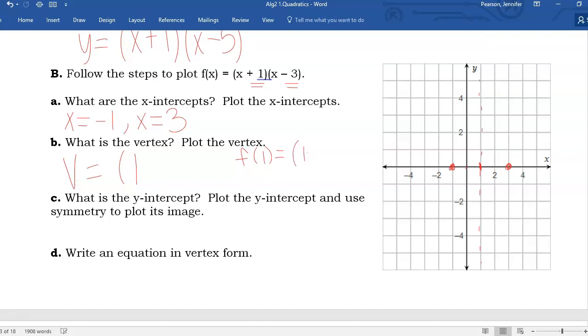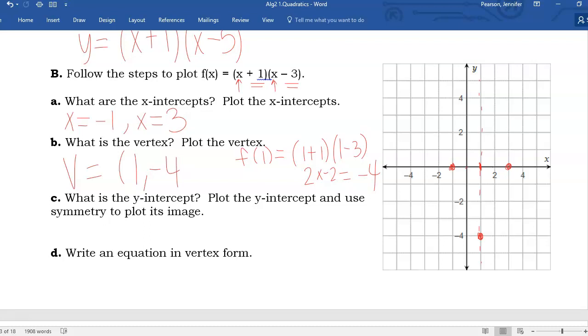Okay, that's going to be 1 + 1 and 1 - 3. I'm just replacing both x's in my equation with the 1. 1 + 1 is 2. 1 - 3 is -2. 2 times -2 is a -4. So I'm going to go over to 1 and down to -4. So I got my U taking shape. I'm going to evaluate one more.